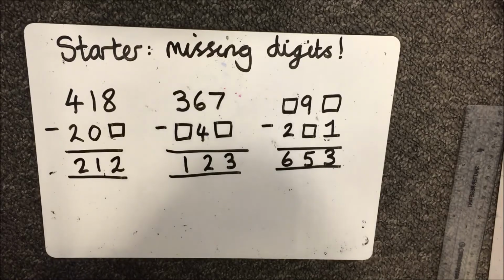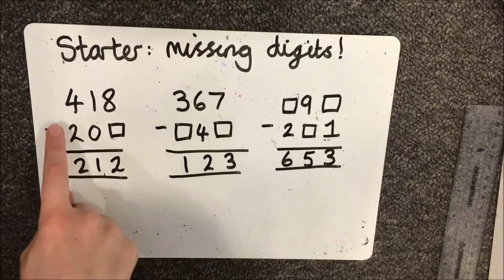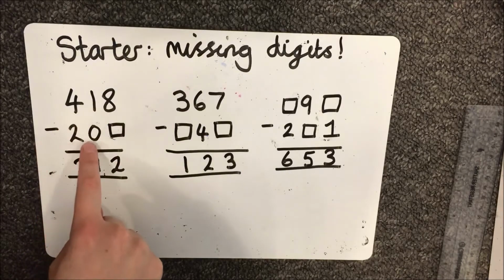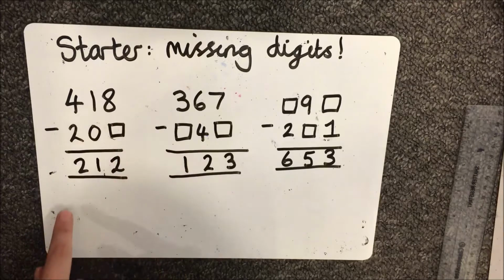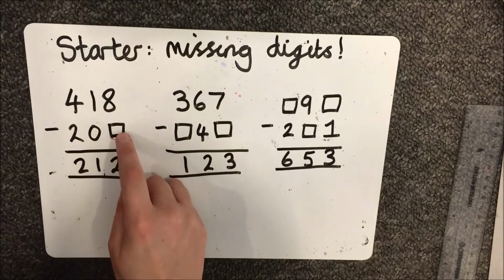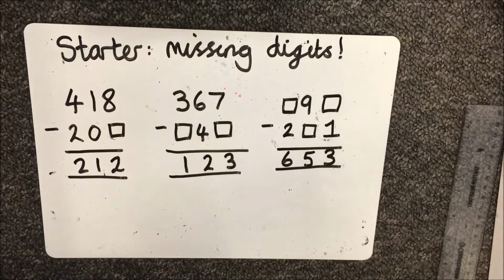We're going to start today by doing some missing digits like you might have done for your challenge yesterday. So the first one says 418 take away 200 and something is the same as 212. So we've got our answer. What's missing? Point to it. That's right, our ones are missing. So we need to work out what goes in that box.